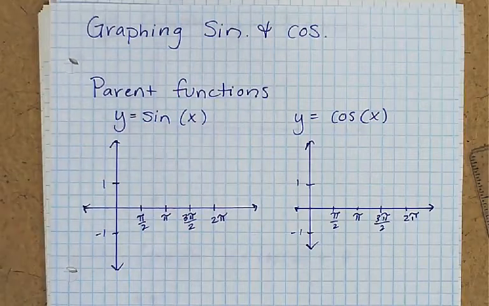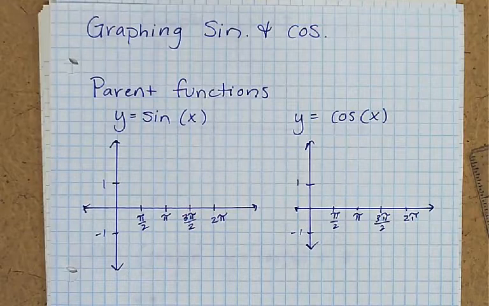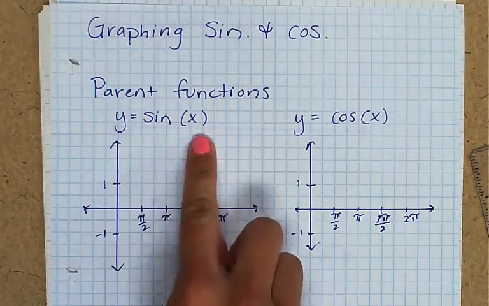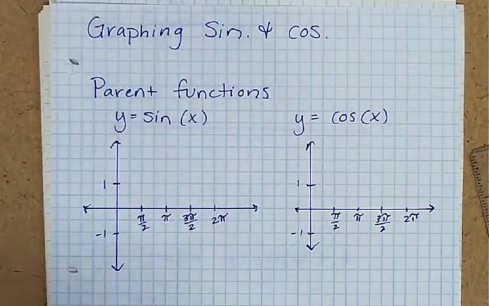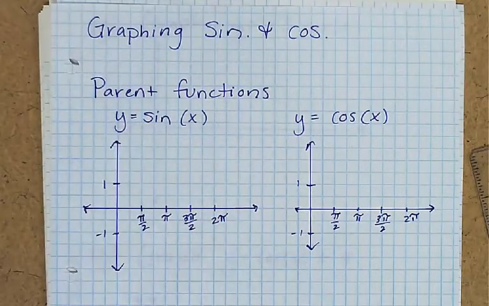Of the Edgenuity lesson, graphing sine and cosine. So to start off, I'm going to talk about the parent functions, which basically means it's just the most basic graph that you can have. So y equals sine of x. There's no shifts. There's nothing going on. It's just the plain sine graph.